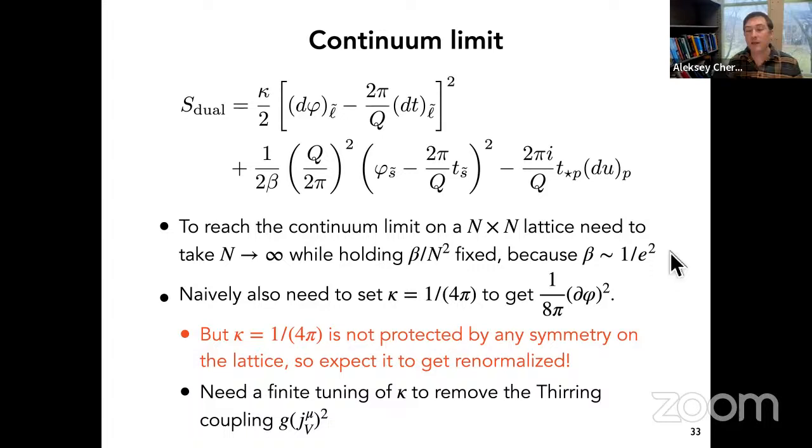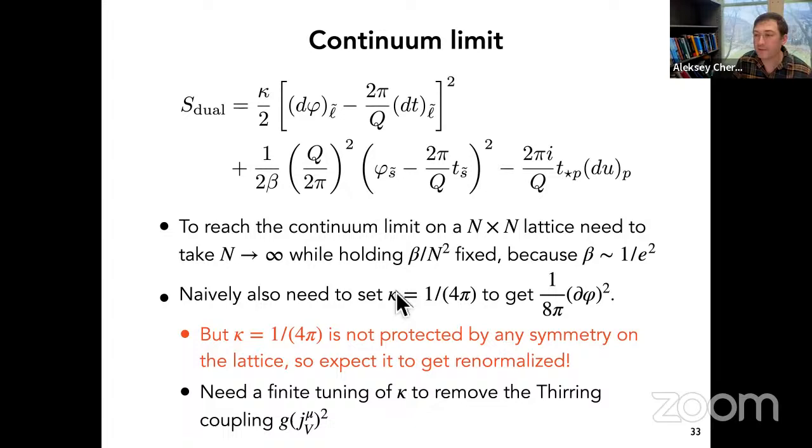And the other thing is, if you're an aficionado of bosonization, then you might know that you're supposed to get this kind of kinetic term for the scalar in the continuum limit with a 1 over 8 pi in front. And here there's kappa over 2. So naively, you want to set kappa to 1 over 4 pi. But it turns out that in this lattice theory, kappa equal to 1 over 4 pi is not protected by any symmetries of the lattice model. So you expect it to get renormalized. So you'll need to tune kappa by a finite amount to remove an effective Thirring coupling that would appear if you don't tune it as you go to the continuum limit. Now, if that coupling appears, it doesn't change any particularly substantive things about the theory, but it does change the numbers you would get. So you have to do a little bit of tuning to reach the desired continuum theory. But it's not a tuning that has anything to do with getting the symmetries right.